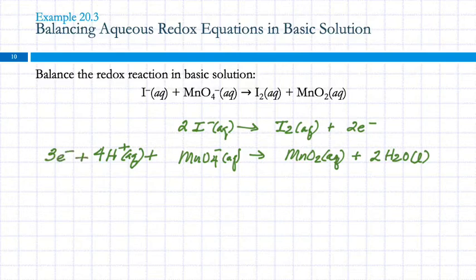So I have 2 balanced half reactions. I need to put them together. When I put them together, I need the number of electrons transferred to be equal. Because if this one is giving up 2 electrons, this one can't gain 3. It has to be equal. So what's the least common multiple of 2 and 3? 6. So I'm trying to get to 6 electrons on both sides.